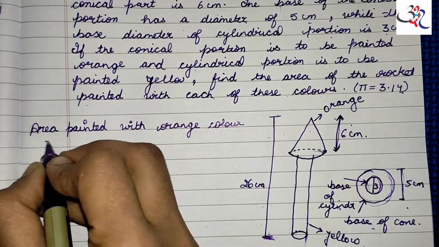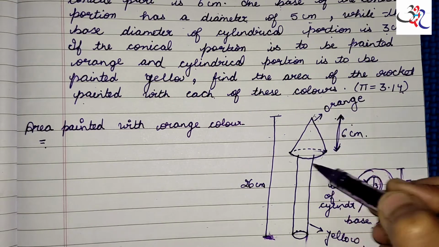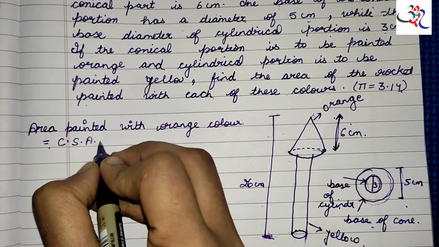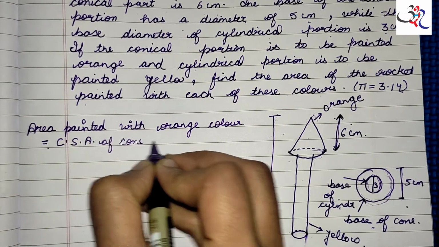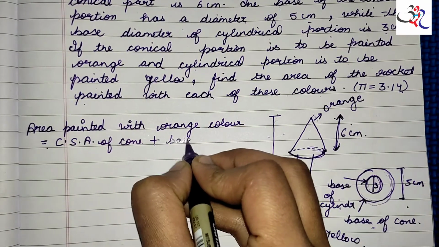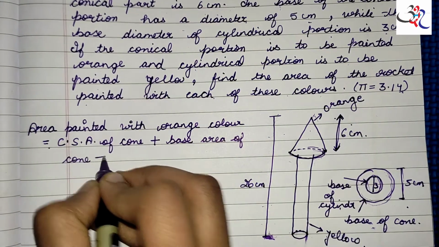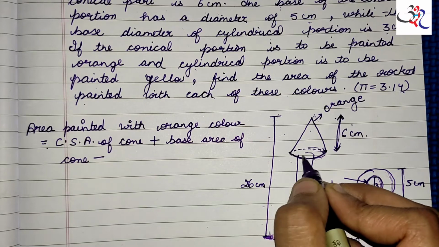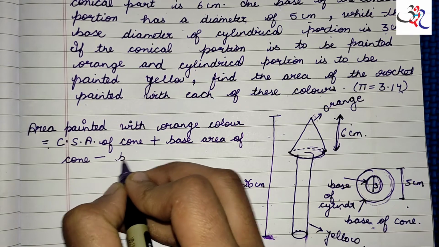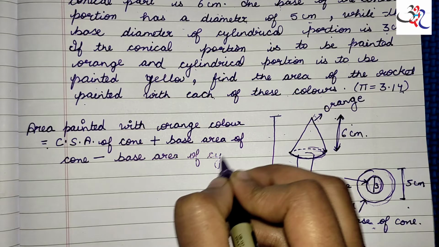You can see very clearly that the area to be painted with the orange color is what? This is the conical part, right? So what part of cone is covering in this figure? This is the curved surface area of the cone plus base area of this cone, minus base area of this cylinder, because you can see that cylindrical circular part is not there. So we will remove this area of the cylinder, base area of cylinder.